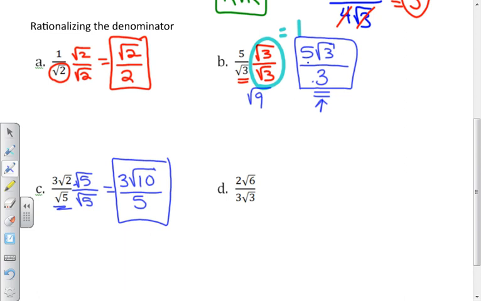Now D, you can do in two different ways. You can either rationalize by multiplying top and bottom by the square root of 3, or you could see that the square root of 6 could be rewritten as the square root of 2 times the square root of 3. That's over 3 square roots of 3. So these square roots cancel, and my simplified answer is 2 square roots of 2 over 3.